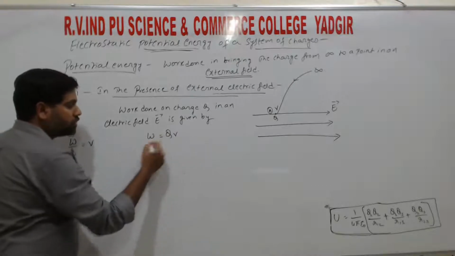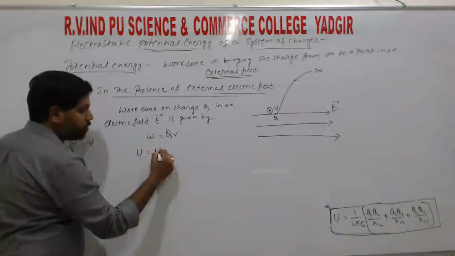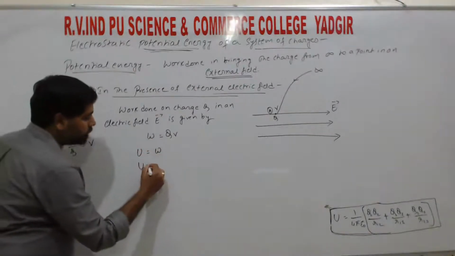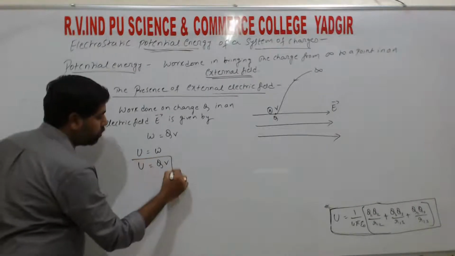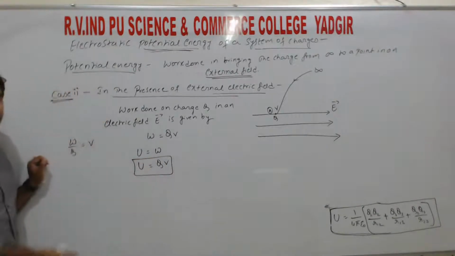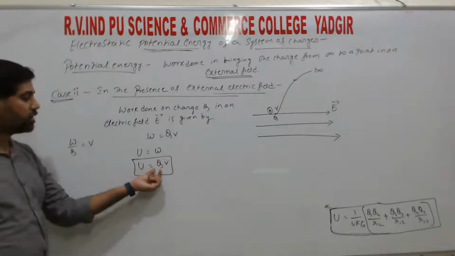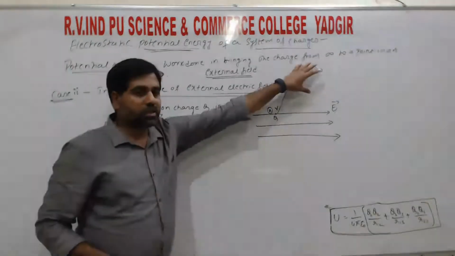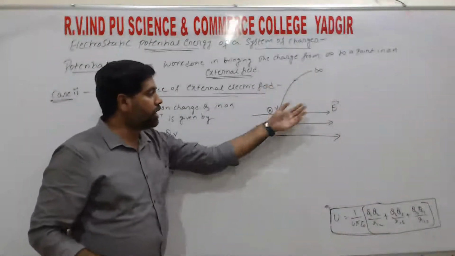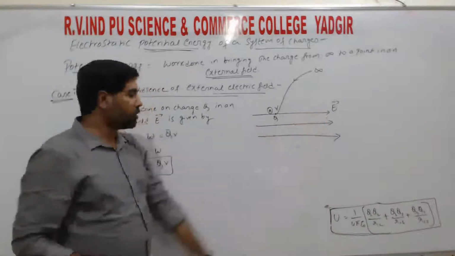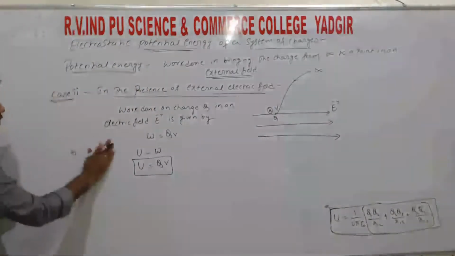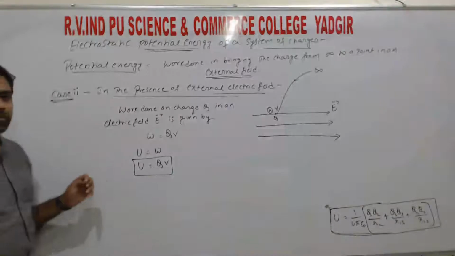So the work done is stored as potential energy. U is equal to W, right? So potential energy is equal to Q into V. This is for the single charge, when we bring the charge from infinity to the point in an electric field, right?